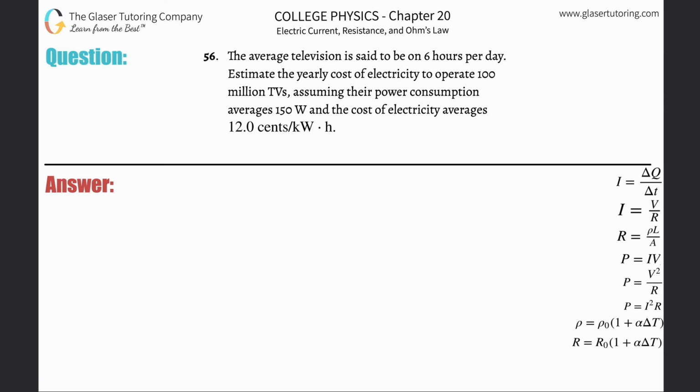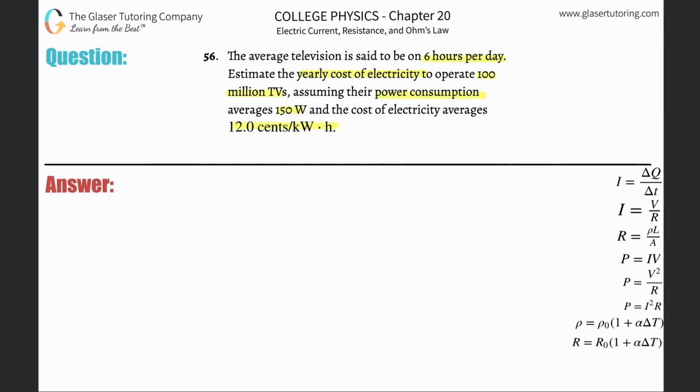Number 56. The average television is said to be on 6 hours per day. Estimate the yearly cost of electricity to operate 100 million TVs, assuming their power consumption averages 150 watts and the cost of electricity averages 12 cents per kilowatt hour.